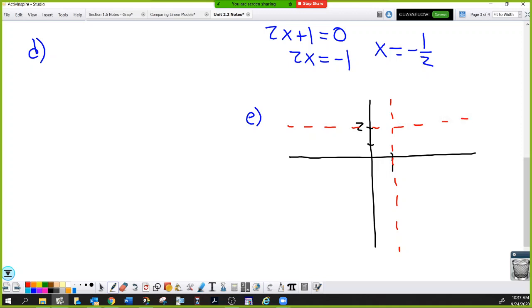And now we know where our graph, did I screw up? No, y equals 2 was the horizontal asymptote. Y equals -1 is the axis intercept. I cross the y-axis at -1. And I cross the x-axis at -1/2.